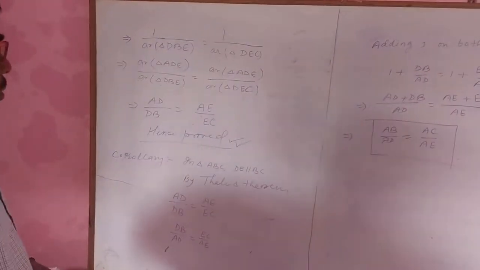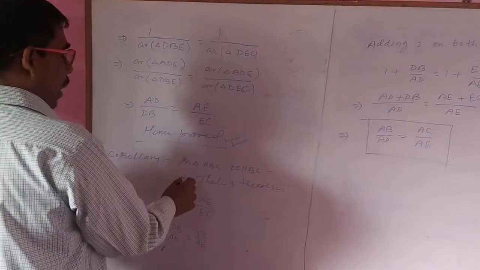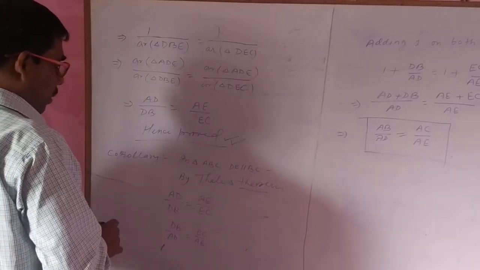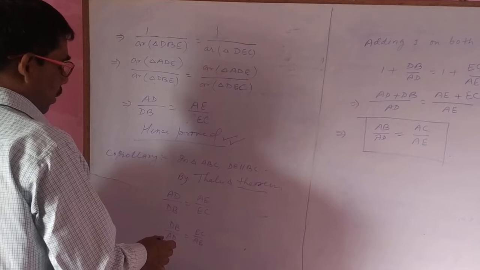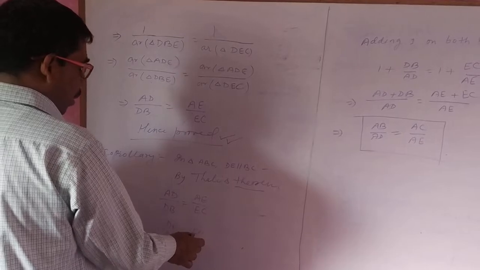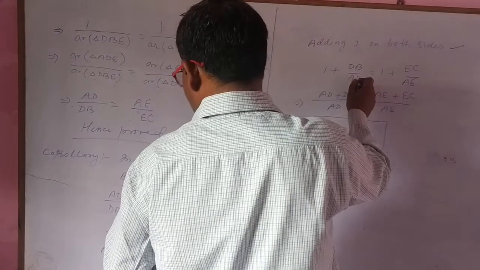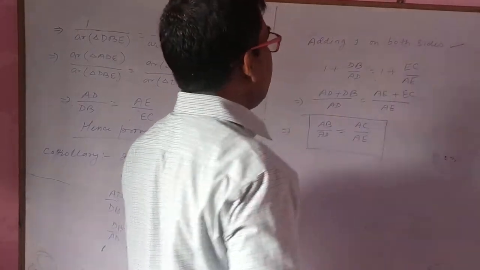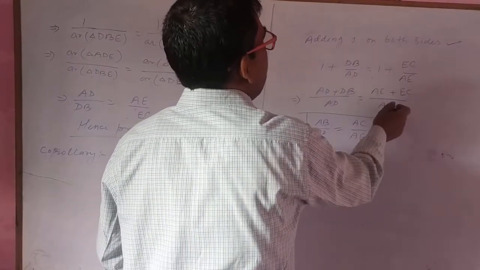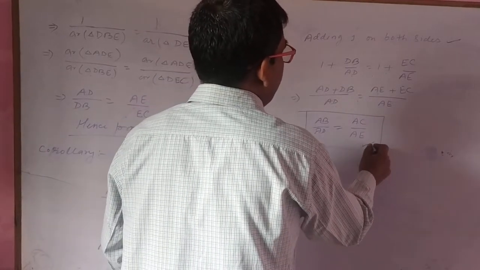Now we take its corollary. In triangle ABC, if DE is parallel to BC, then by Thales theorem AD by DB equal to AE by EC. Taking reciprocal of it, taking inverted, then what comes? DB by AD equal to EC by AE. Adding 1 on both sides: 1 plus DB by AD equal to 1 plus EC by AE. Taking LCM, then AD plus DB by AD equal to AE plus EC by AE. This implies from the figure AB by AD equal to AC by AE. It is the corollary of Thales theorem.